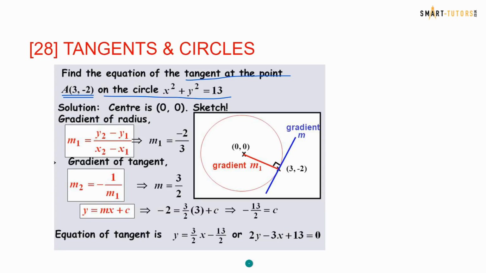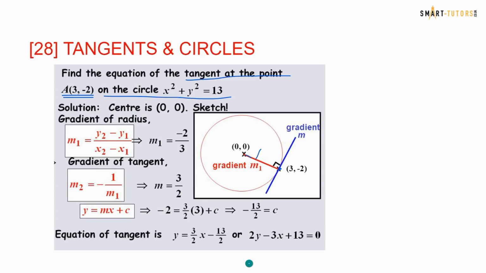And the point is (3, -2). The definition of a tangent is a straight line that touches the circle at only one place. So first of all, we need to find the gradient of this red color line, which is the radius. Difference of y divided by difference of x. So the y is minus 2 take away 0, which is minus 2, and 3 take away 0 is 3.